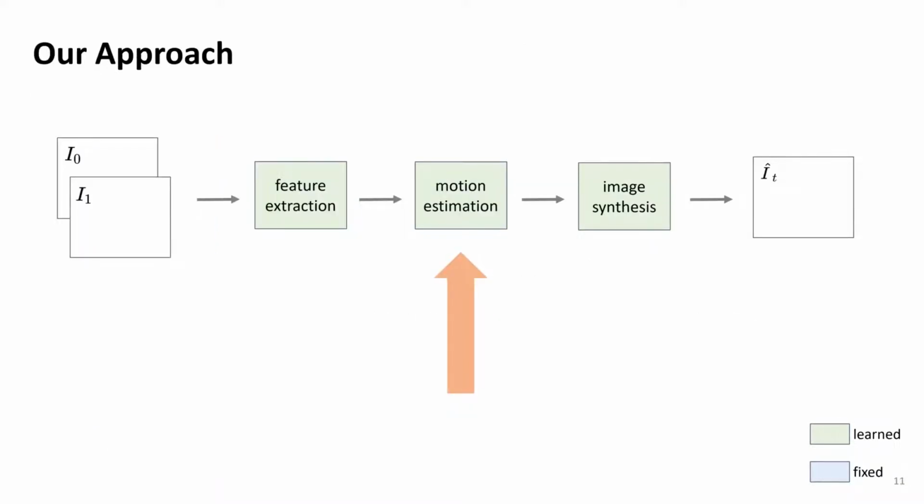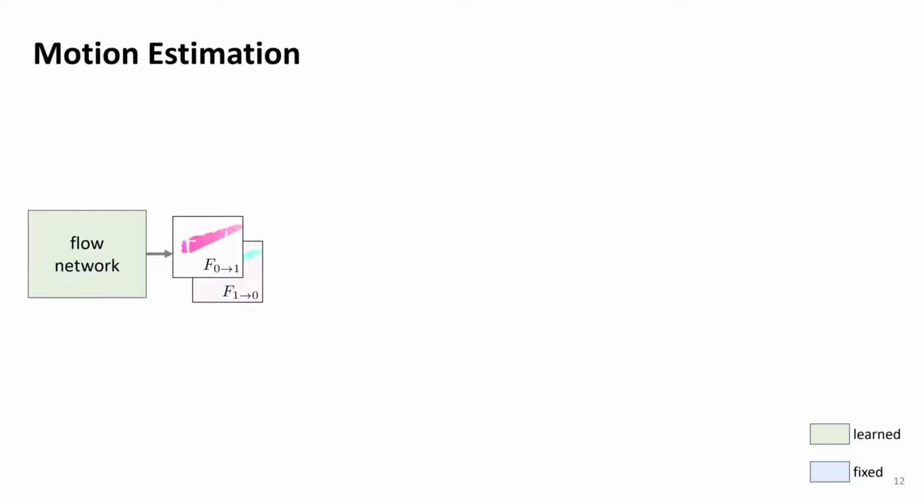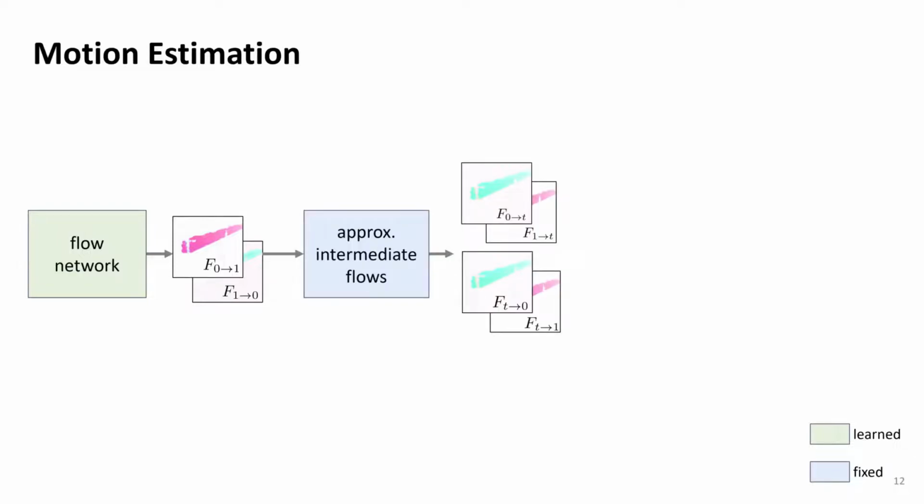Next, we describe our motion estimation module. For motion estimation, we use a multi-scale architecture to first estimate the bidirectional flows between the two input frames. In terms of trainable parameters, this is our most expensive module, containing 80% of the parameters. However, in the end, we need the intermediate flows pointing to and from the intermediate time step t.